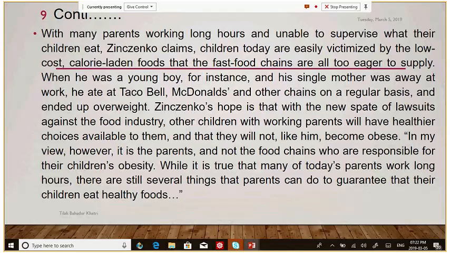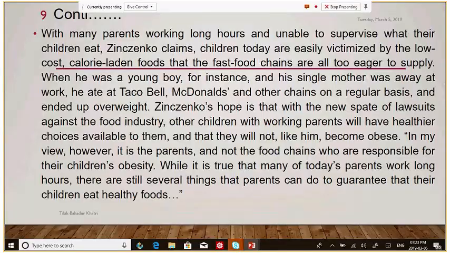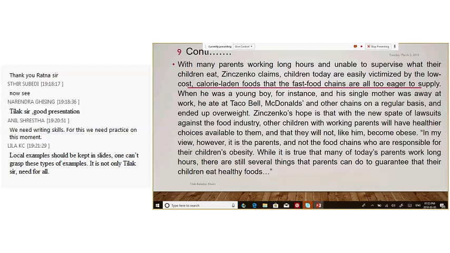Zhenko claims children today are easily victimized by the low-cost, calorie-laden foods that the fast food chains are all too eager to supply. When he was a young boy, for instance, and his single mother was away at work, he ate at Taco Bell, McDonald's, and other chains on a regular basis, and indeed became overweight. Zhenko's hope is that with the new lawsuit against the food industry, children with working parents will have healthier choices available to them, and that they will not end up like him.